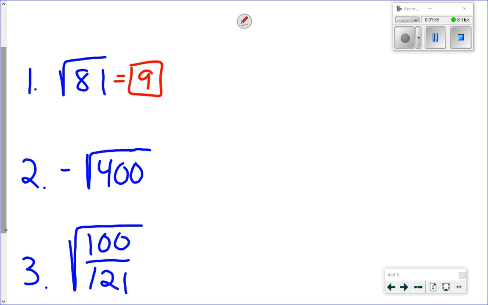Okay, number 2, it says the negative square root of 400. So first of all, I want to simplify this first. The square root of 400 is 20. And then this negative sign just needs to be written out in front of my answer. So my answer should be negative 20.